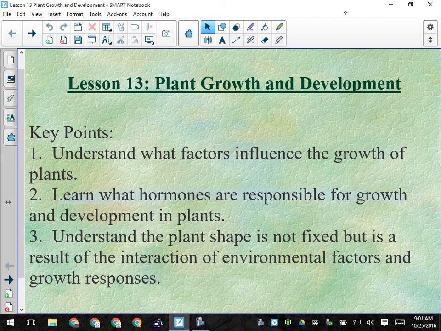Plant growth and development. So now we got to look at what does a plant do as a multicellular organism. So there's going to be quite a bit less in this lesson about the cells of a plant and more about a plant functioning as an entire organism. What are some things that plants need to do in order to grow, in order to survive, develop, reproduce, things like that. All right, so we have to understand first off what factors influence the growth of plants.